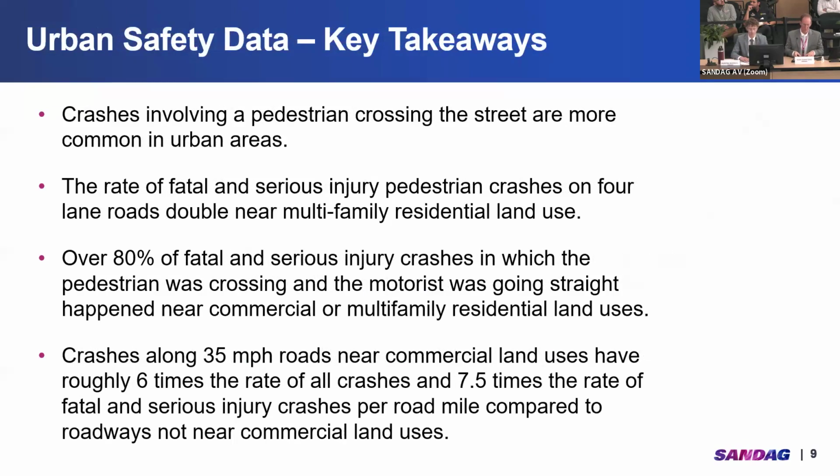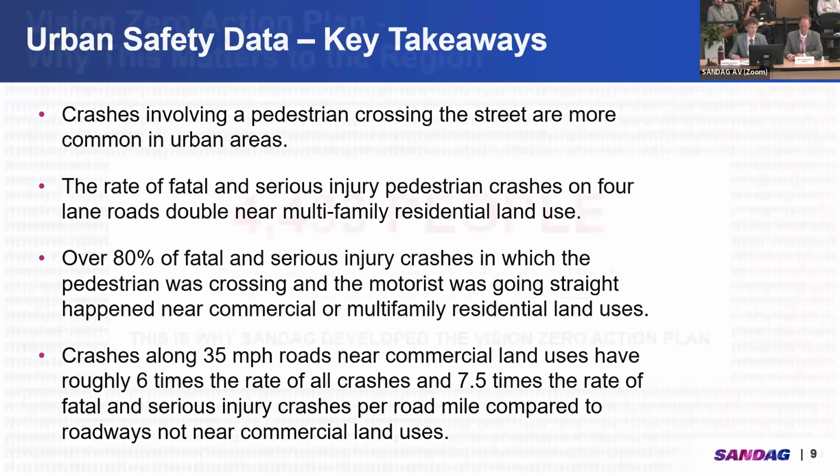And for the urban takeaways, the data shows that roads along commercial and multifamily residential land uses see much higher rates of high severity crashes. And so these are just some examples of the types of insights the Regional Vision Zero Action Plan provides. Much more is included in Appendix A of the plan if you wish to dive deeper into the data. Now I'll pass it back over to Sam to speak more about the plan itself.